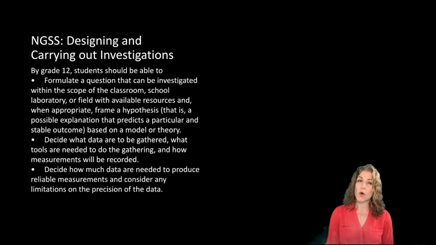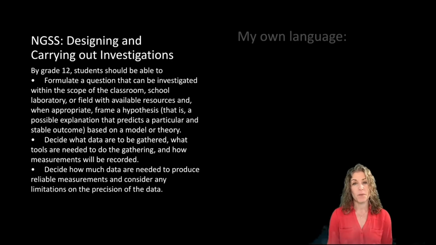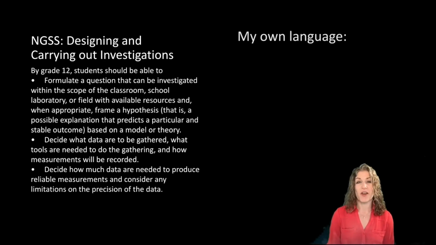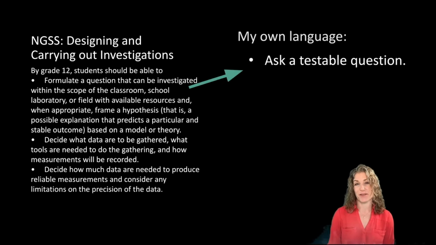My feeling is that you want to pull out the essence of the criteria without getting too caught up in the formal eduspeak, which can be intimidating to those outside of our profession. Therefore, out of their 3 bullet points, I created my own much simplified criteria. Instead of formulate a question that can be investigated within the scope of the classroom, school, laboratory, or field with available resources and when appropriate, frame a hypothesis, that is, a possible explanation that predicts a particular stable outcome based on a model or theory, I wrote, ask a testable question.